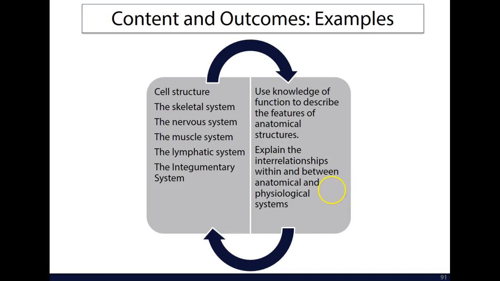Anatomy and physiology. Well, we've got cell structure and the skeletal system and the nervous system and the lymphatic system. Those are the topics and content and facts. But why do students need to care about those things? So that they can actually use that knowledge to describe the features of anatomical structures.